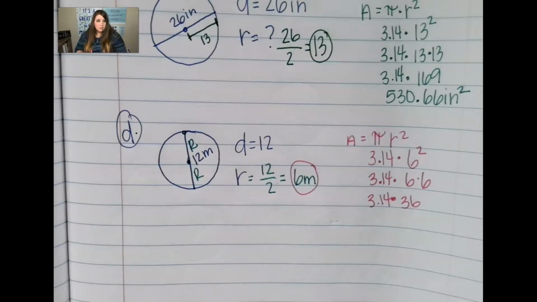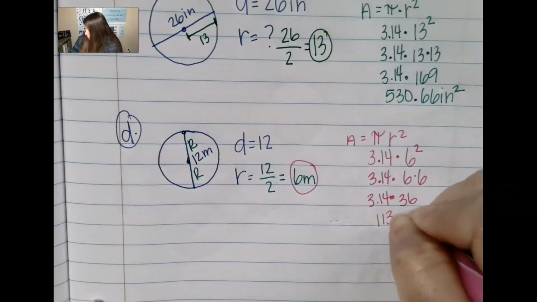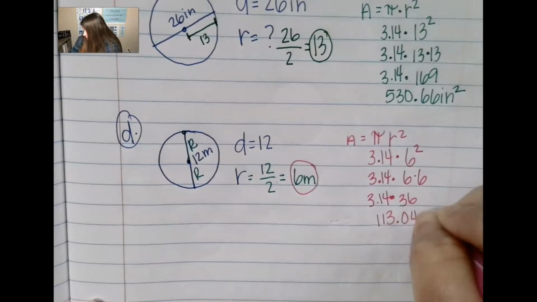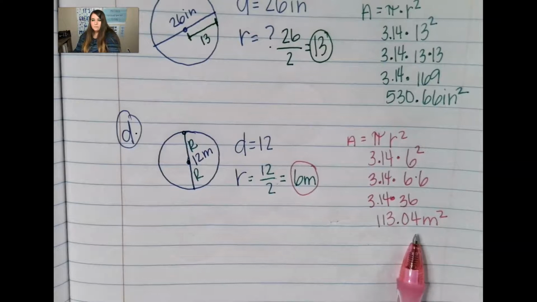Oops, I forgot my 3. 36 times 3.14, that gives us 113.04 meters squared. Squared because it's area.